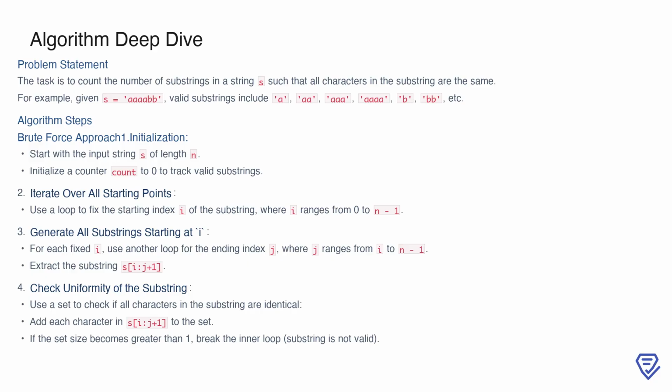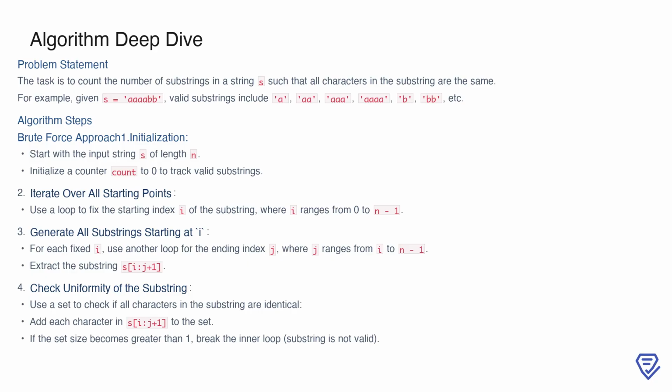For each starting point, we generate all possible substrings by using another loop with index j, which represents the ending point of the substring. This gives us substrings by incrementally extending from the current starting point i. Once we extract a substring, we check if it is uniform, meaning all characters in it are the same. To do this, we use a set to collect the unique characters.